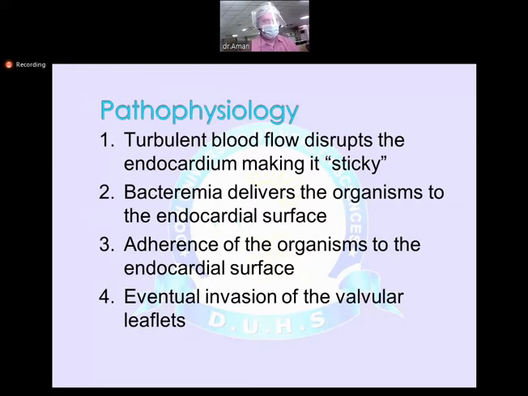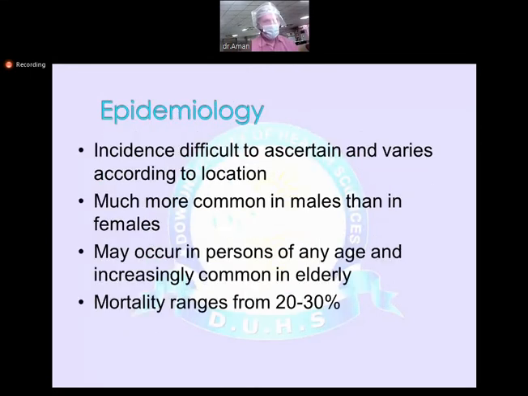Pathophysiology: turbulent blood flow disturbs the endocardium, making it sticky. Bacteremia delivers the organism to the endothelial surface, the organism adheres to it, and eventually invades the valvular leaflets. Incidence is difficult to ascertain and varies according to location. It is much more common in males than in females. It may occur in a person of any age, increasingly commonly in the elderly, and the mortality rate is 20 to 30%. So the mortality rate is also high.